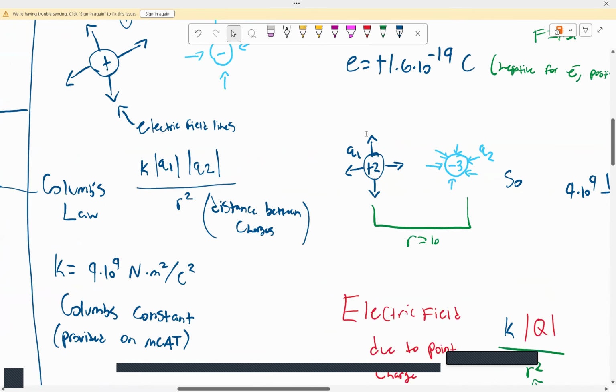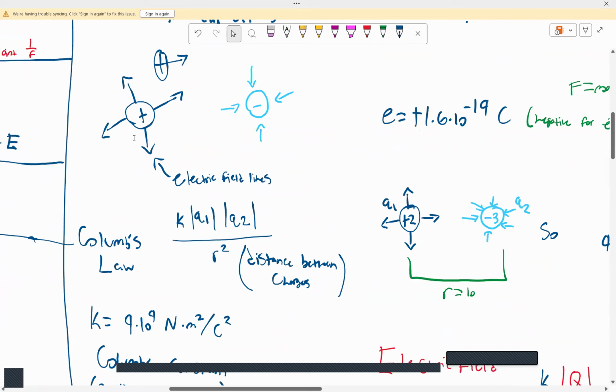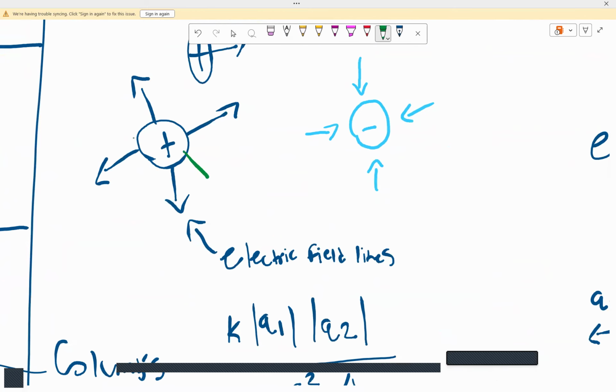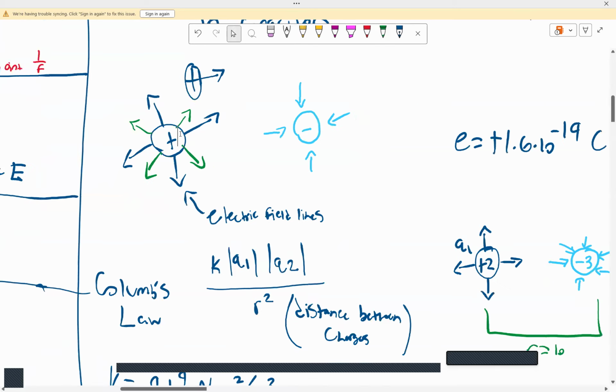So now also electric field lines too. The more electric field lines that you see, the more powerful that charge is. So if you were to only see the ones in blue, that's fairly weak compared to if you see the blue and green electric field lines. That means that that source charge, or charge in general, is much stronger.